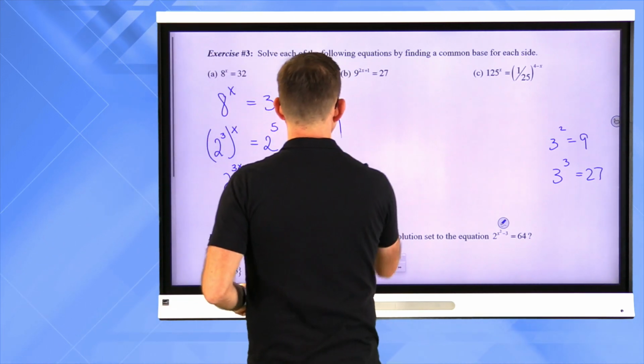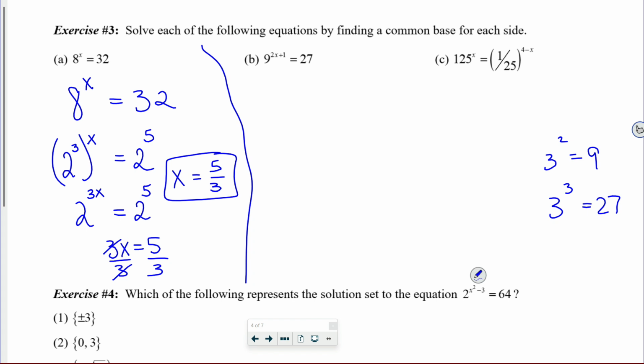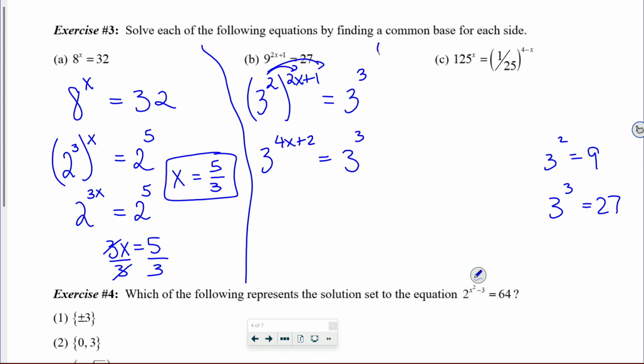So what I'm going to do is take 9 to the 2x plus 1 and rewrite it as 3 squared to the 2x plus 1. Notice how I'm trying to be good about my parentheses. Is equal to 3 cubed. I'm now going to use the product property and multiply that 2 through the 2x plus 1, so I'll get 3 to the 4x plus 2 is equal to 3 cubed.